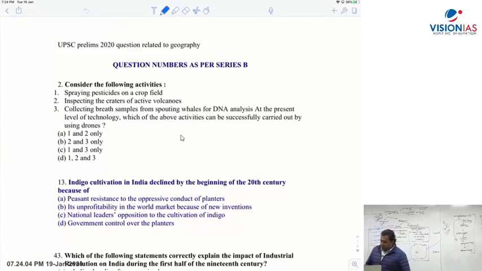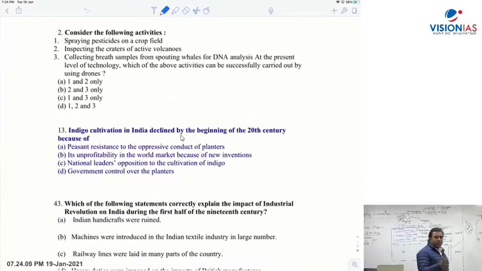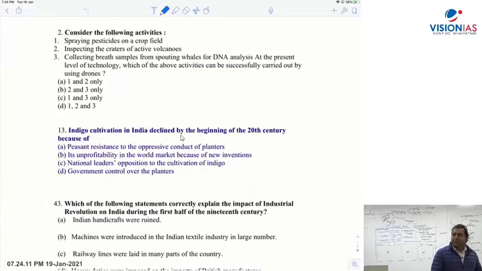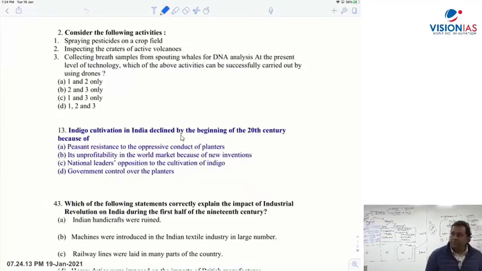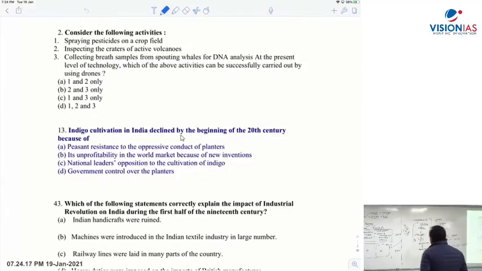Questions I have chosen just to make it on one sheet. Okay, you can make this kind of sheet, or you can get the Vision IAS one. And yes, Divyansh sir, we can share this, the how-to-prepare thing.